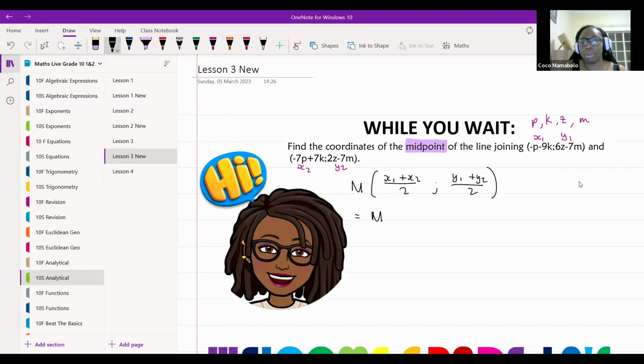So I'm going to get the midpoint of my x values: minus p minus 9k plus k, and then over here, 9k plus negative 7p plus 7k, all of that over 2. And then for my y values, I'm going to get 6z minus 7m plus 2z, minus 7m. All of this over 2.